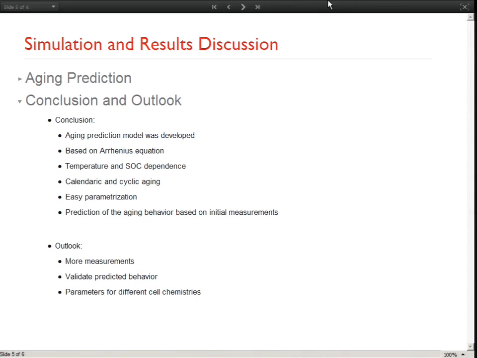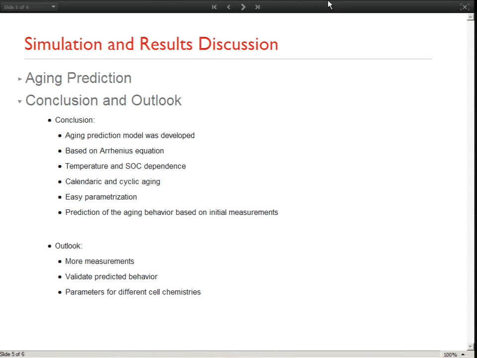We have implemented some models which are easy to parameterize. So as I showed you before, the Arrhenius equation is very simple, so it doesn't have too many parameters, and you can really achieve some good simulation results and have some good simulations and predictions about the aging behavior of lithium-ion batteries. And we actually performed some aging prediction based on our initial measurements, which took place over 105 days. So in the future, we definitely have to perform some more measurements in order to validate our predicted behavior.